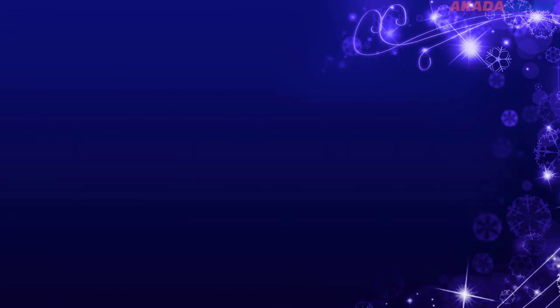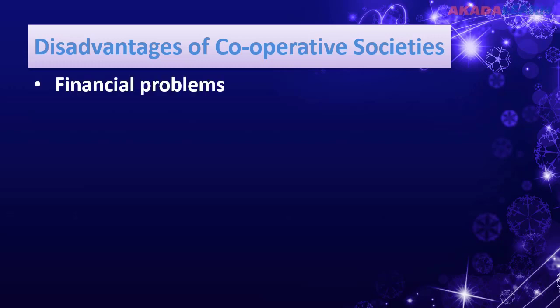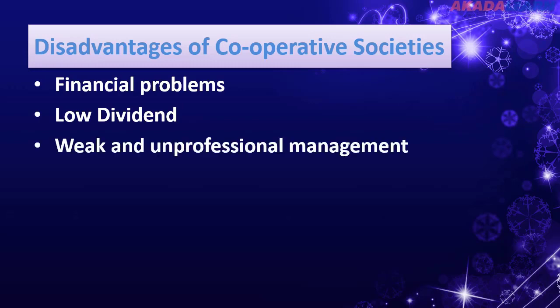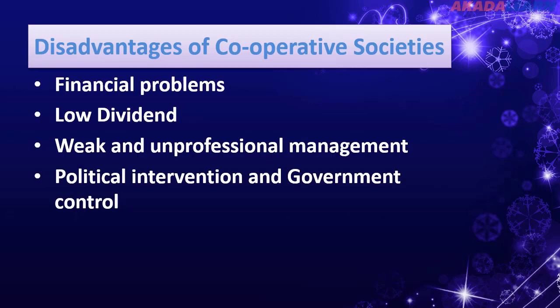Now let's take a look at some disadvantages of cooperative society. 1. Lack of adequate capital to run the cooperative society because the major source of their finance is members' contribution. 2. People prefer to invest their monies in other areas because of the low level of dividends from cooperative societies. 3. The leaders or committee in charge of the cooperative society are not specialists. Therefore, the society might not be efficiently and effectively managed.